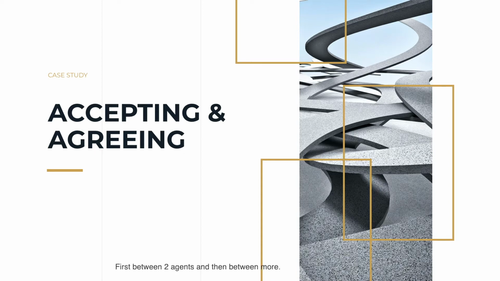First between two agents, then between more. To speak of agreement, we usually need more than one agent. Agreeing with yourself is not too interesting. On the other hand, there's an unexpected issue of how agents scale by forming groups. A group then acts as a single agent when its members agree to work together.